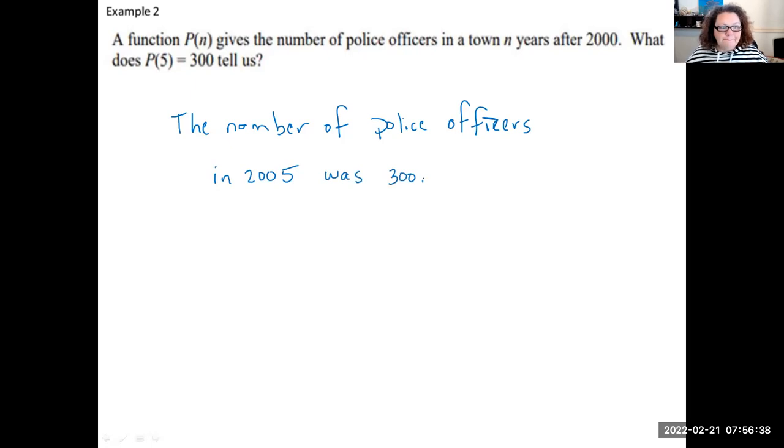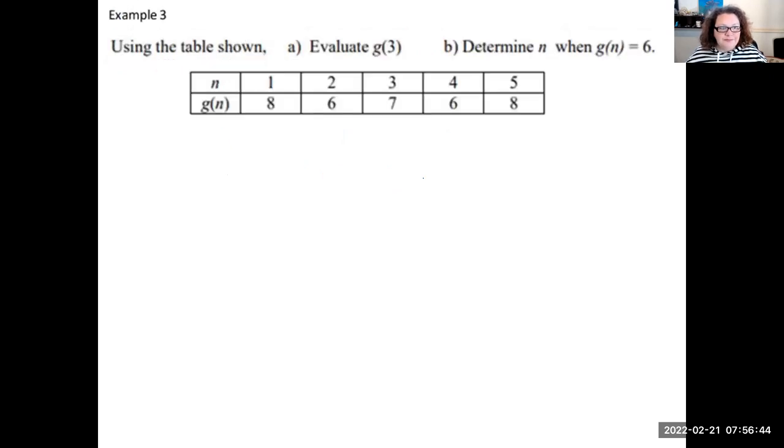And that's it. You're going to need to be able to do this on your homework as well as on our next exam. All right, using the tables shown, evaluate G of 3. We're just going to start with that one. If you follow these steps exactly, I promise you it's going to work for you.